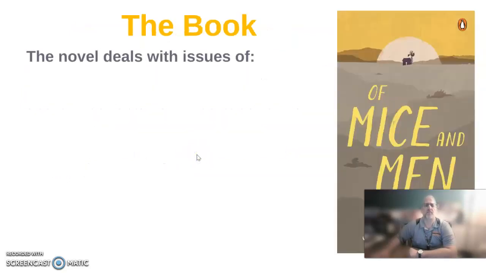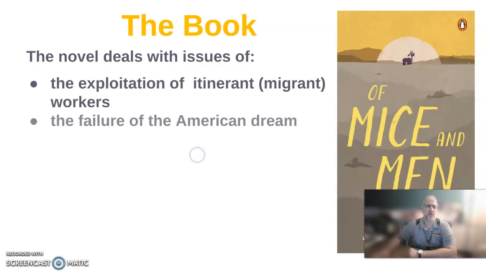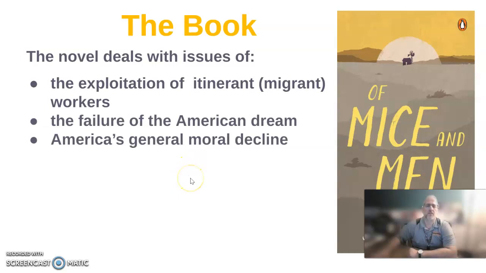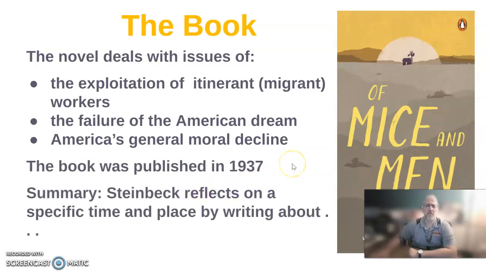All right, some information about the book. The novel deals with the issues of the exploitation of itinerant or migrant workers, the failure of the American dream, and America's general moral decline. The book was published in 1937, and Steinbeck reflects on a specific time and place by writing about it. So that's the end of our context video.